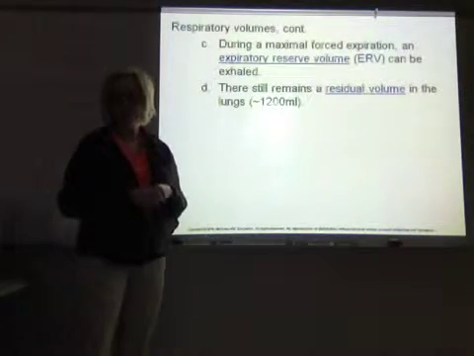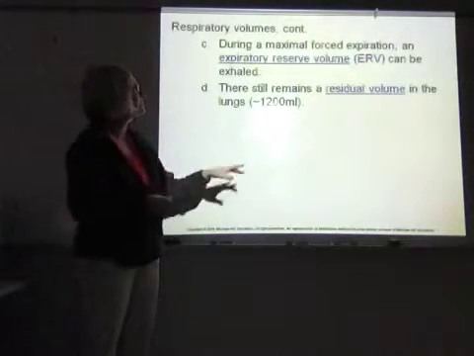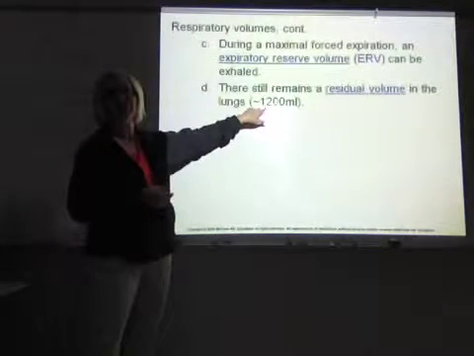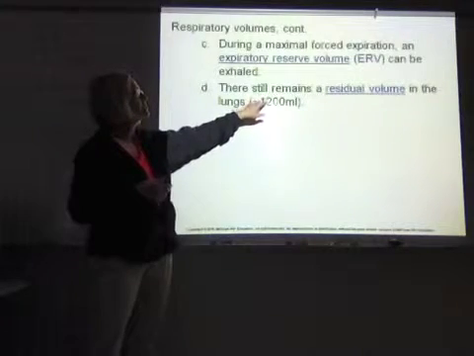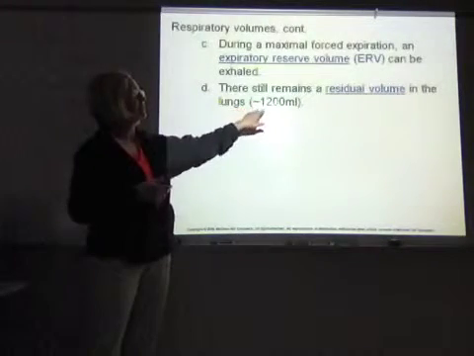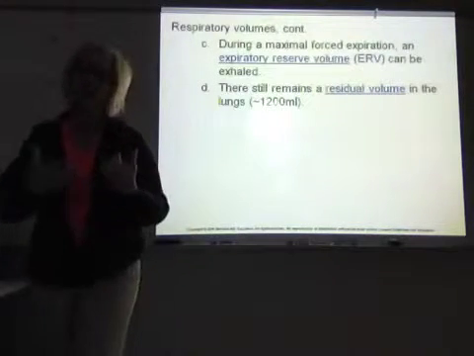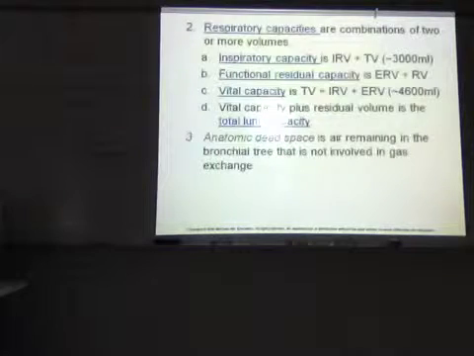No matter what, if you think you've gotten rid of all the air in your lungs, there's typically still about 1,200 milliliters left in the space of your lungs. So residual volume in your lungs is about 1,200 milliliters. Even if I try to get all the air out of your lungs, you typically cannot do that.